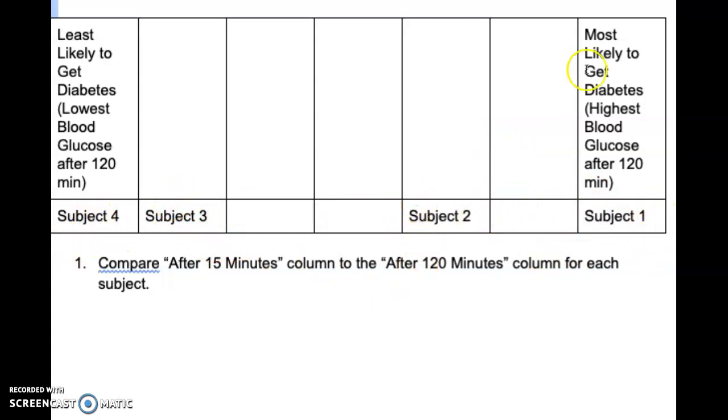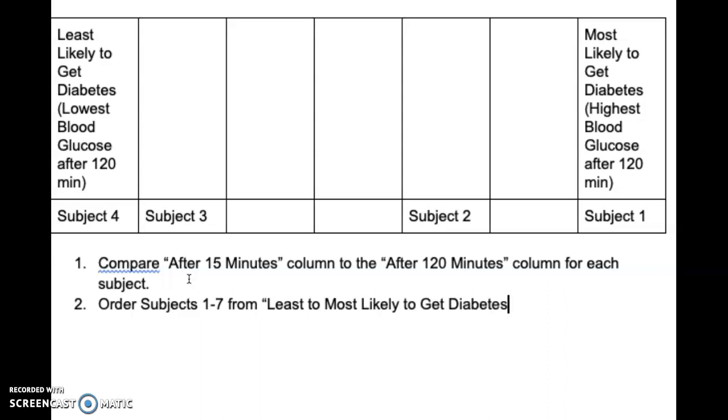This was the initial order that I put them in. So after I compare those columns, I'm going to order subjects 1 through 7 from, let's see, least to most likely to get diabetes. Okay. So after we do that, then we're going to start our claim. The question that we're answering, let me go back to our prompt.